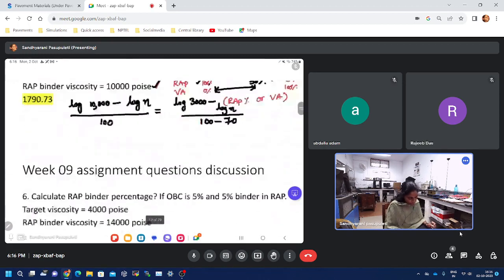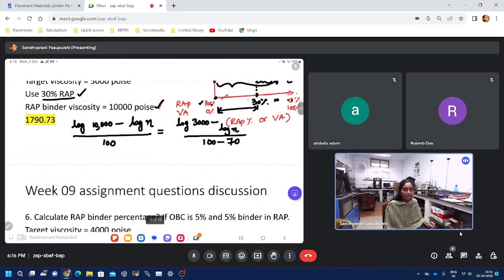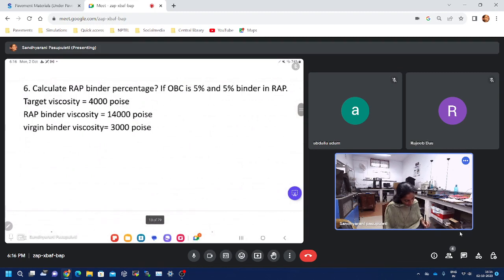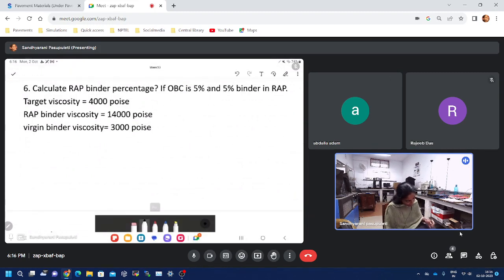It is just a process of interpolation. So if you do exactly, we will get the value as 1790.73. If you understand that problem, it is exactly similar.